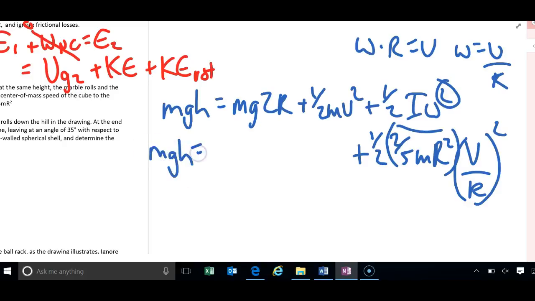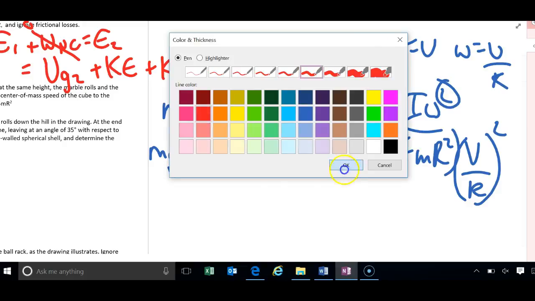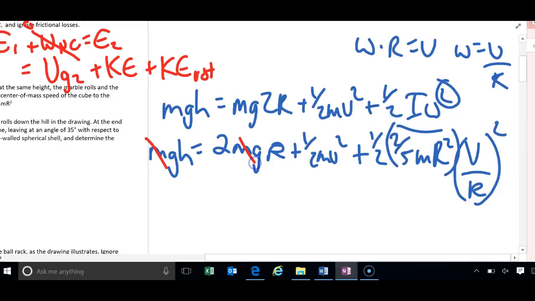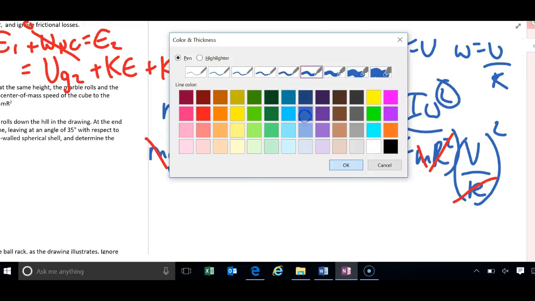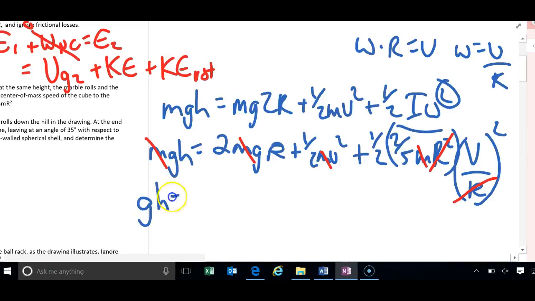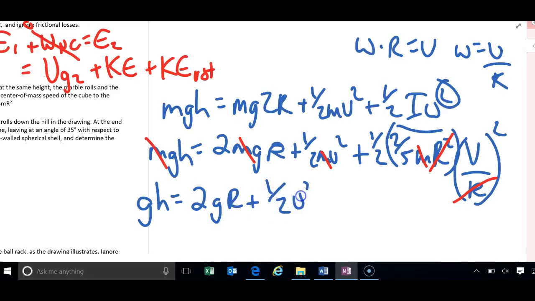mgh equals, I'm going to put the 2 out front, 2mgr plus 1/2 mv squared. Now, practicing our algebra, is there an m in every term? Yes. The r squareds cancel, so let's rewrite this equation. This becomes gh equals 2gr plus 1/2 v squared plus, multiplying those two fractions, 2/10 v squared.